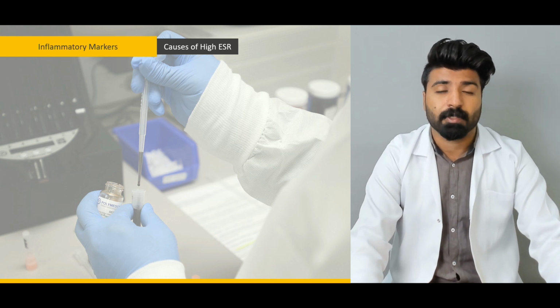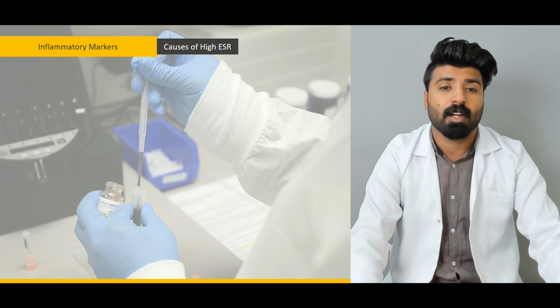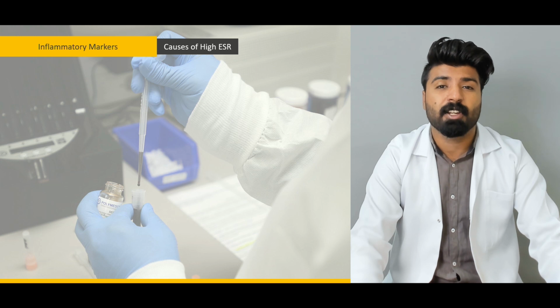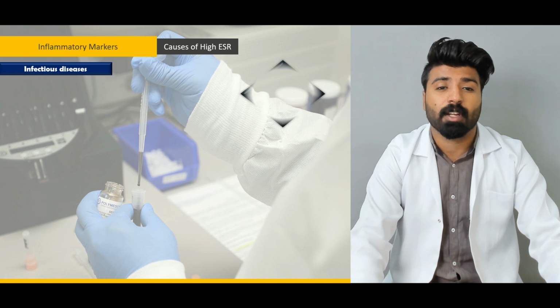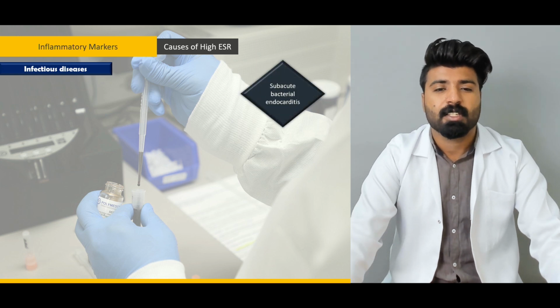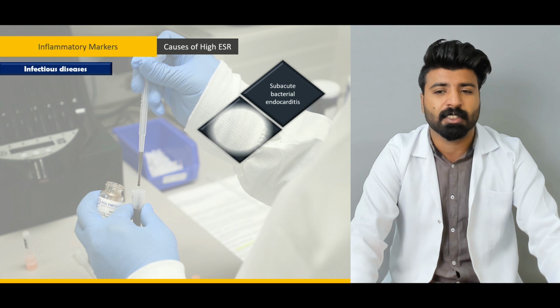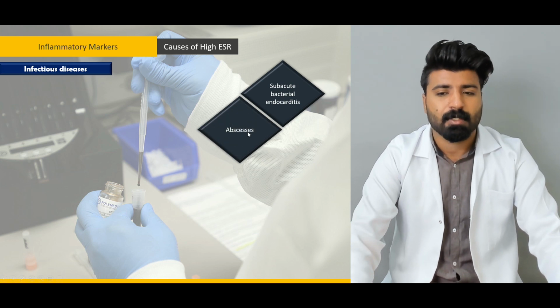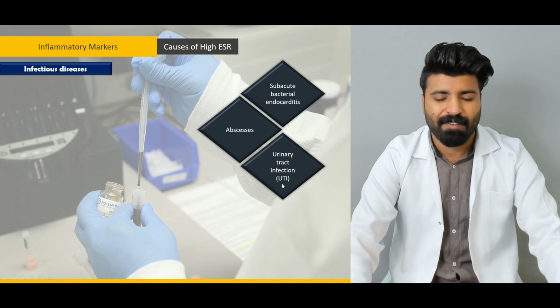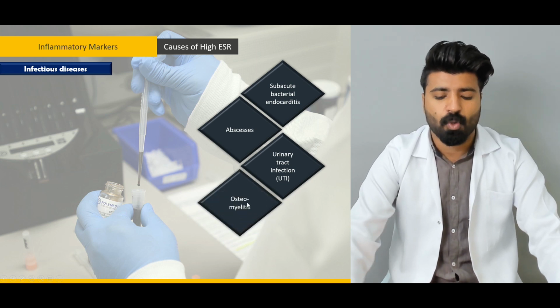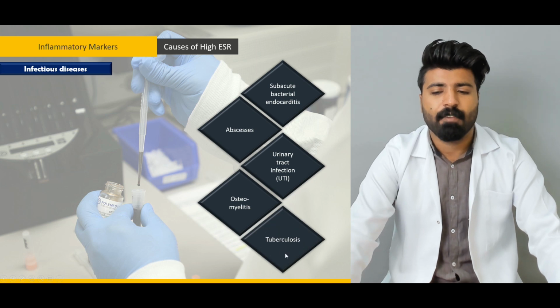Now, inflammatory markers. When your body is infected or infested with some kind of microorganism, inflammatory markers are released and high ESR is produced. What is ESR? Erythrocyte sedimentation rate. So high ESR is produced. That's also suggestive of what? Infection. In infectious diseases, subacute bacterial endocarditis is just an example of those infectious diseases. We can have abscesses. We can have urinary tract infection. We can have osteomyelitis. And we can have tuberculosis.